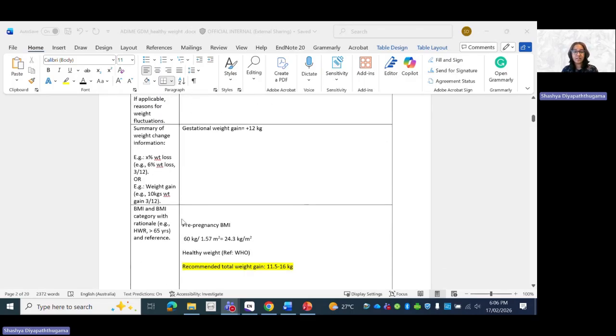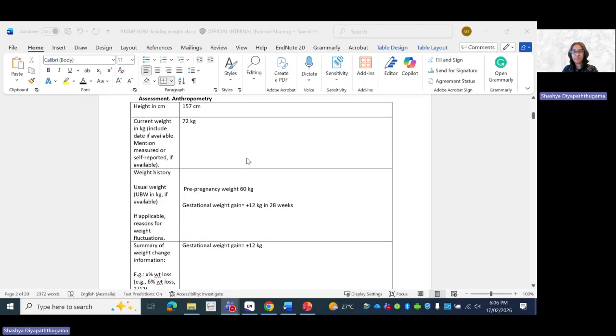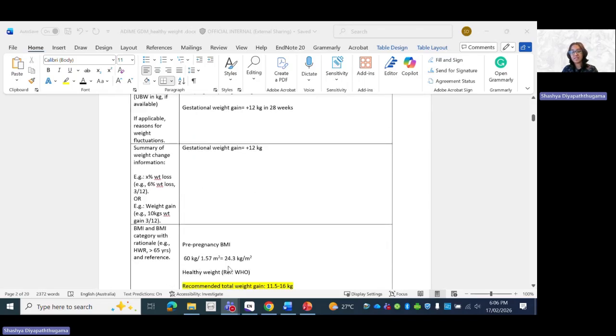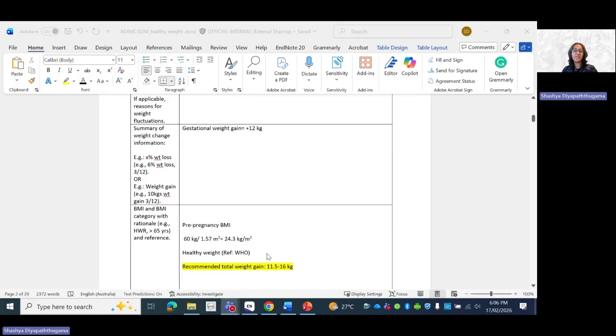So now we have to calculate the BMI. Always we are calculating BMI considering the pre-pregnancy status. So for her pre-pregnancy status, we are calculating the BMI. So her weight was 60 divided by height in meters squared. So her height was 157 centimeters, so we get it in meters and square it. So her pre-pregnancy BMI was 24.3. And according to WHO cutoffs, that is in the healthy weight range.